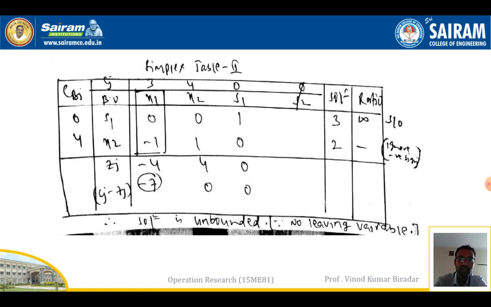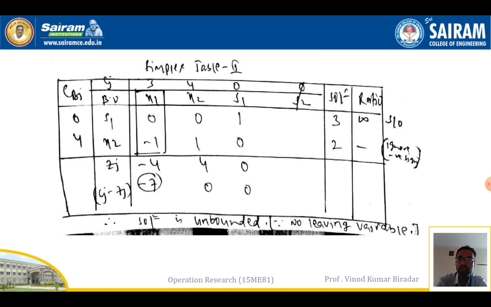On the right hand side, you calculate the ratio with the solution. So 3 by 0 is equal to infinity, and 2 by minus 1 gives a minus sign, so you ignore that sign, no need to write it. So here only x1 is entry, but there is no leaving variable. We are not selecting anything for the row ratio, so this problem is unbounded. If such a case happens, it comes out as infinity or no leaving variable is selected, and such problems are called unbounded problems.